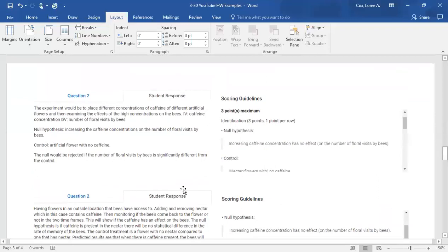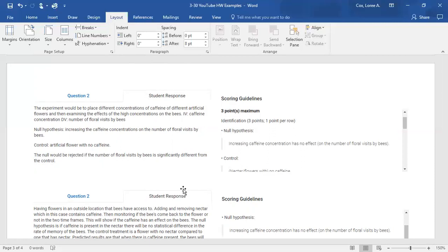Null hypothesis. This experiment would be to place different concentrations of caffeine at different artificial flowers and then examining the effects of the high concentration on the bees. Independent variables, caffeine concentration, dependent variables, number of floral visits by bees. I really like how this person set the experiment up a little bit. Even though you don't have to talk about the experiment, I would like you to do a little bit of mind dump here and put a little bit about the experiment down on paper before you get started. Now, it is a mind creation. You're creating the experiment in your mind and you don't have to write it, but I highly suggest you do just to get your brain ready to answer the rest of the questions.